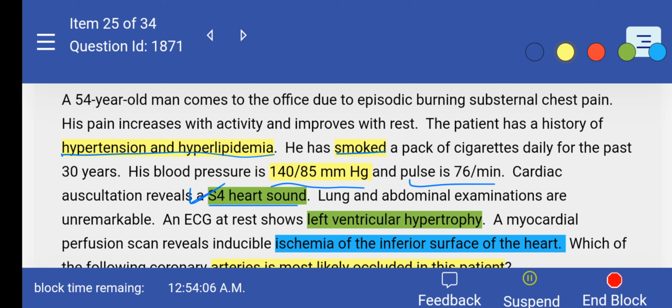Lung and abdominal examinations are unremarkable. ECG at rest shows left ventricular hypertrophy. A myocardial perfusion scan reveals inducible ischemia of the inferior surface of the heart. Point to be noted, we earlier talked about this case, right?